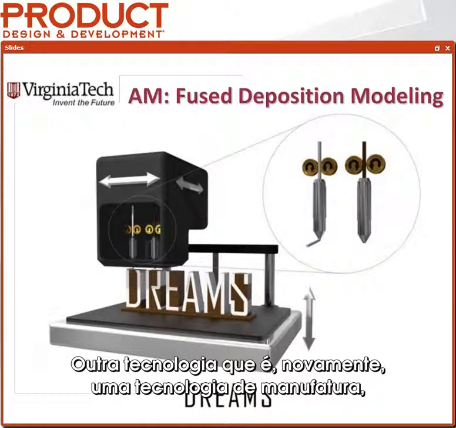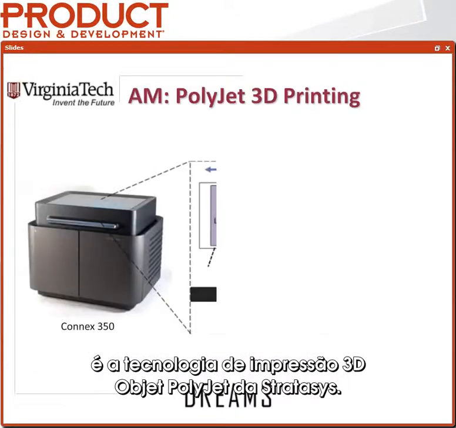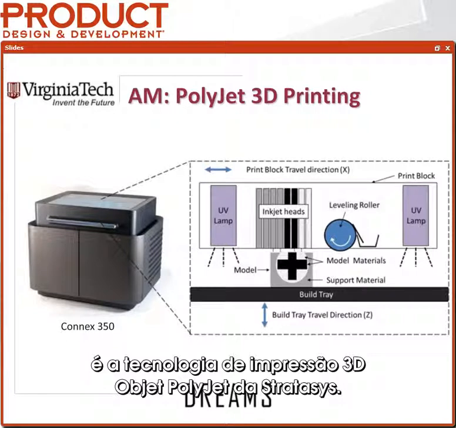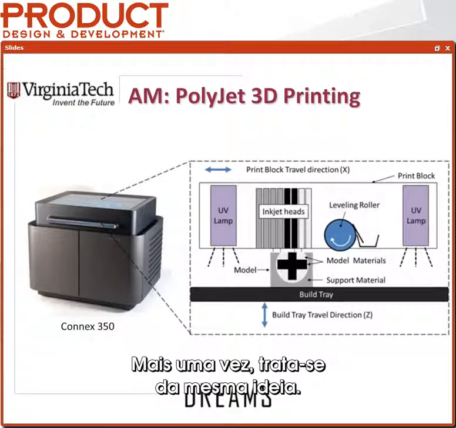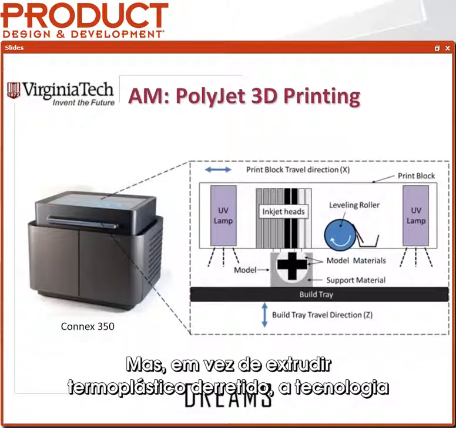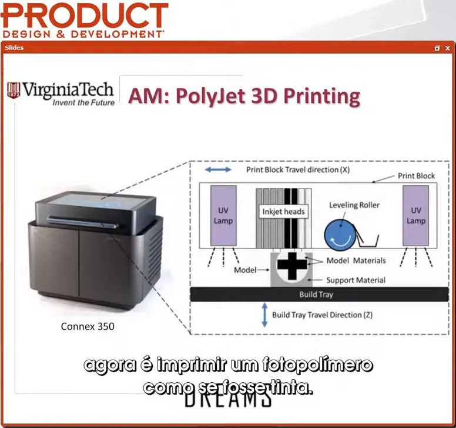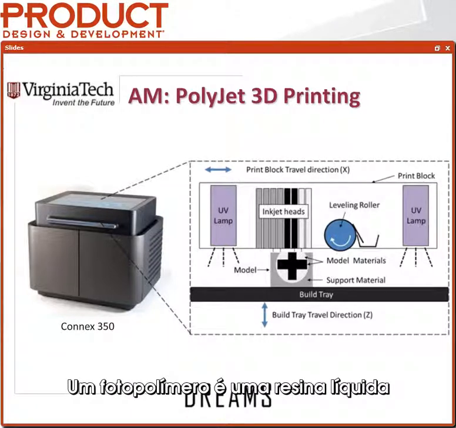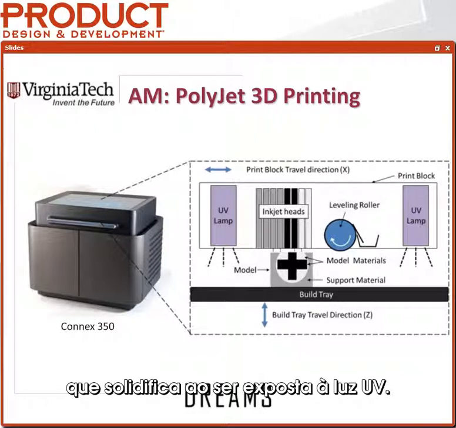Now another technology that again is an additive manufacturing technology is the Stratasys Objet PolyJet 3D printing technology. And again, same idea. We take a model, we slice it, we build it layer by layer from the bottom to the top. But instead of extruding a molten thermoplastic, in this case, the technology is actually inkjet printing a photopolymer. Now, a photopolymer is a liquid resin that can turn solid when it's exposed to UV light.